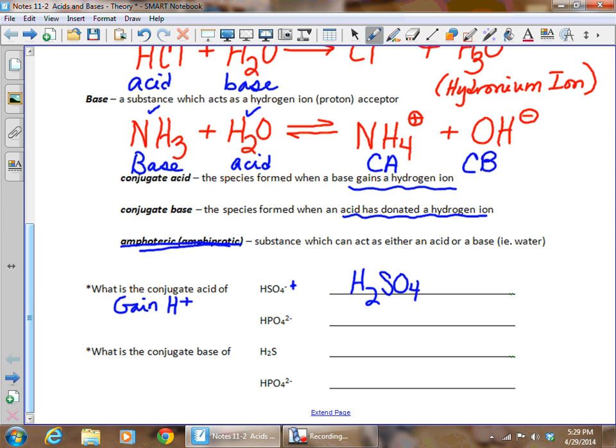See if you can do the next one yourself real quick, HPO4 2 minus, finding its conjugate acid. So hopefully you did that, and not only did you gain a hydrogen, so you formed H2PO4, but you also added a plus. So if you had two negatives and now you've got a positive, that's going to end up being simply a negative charge.